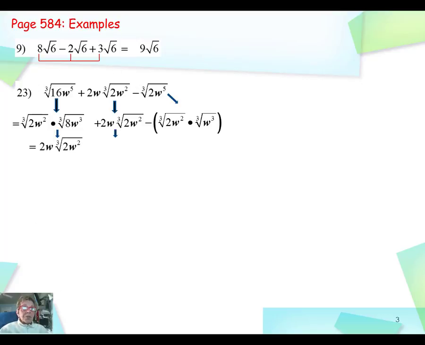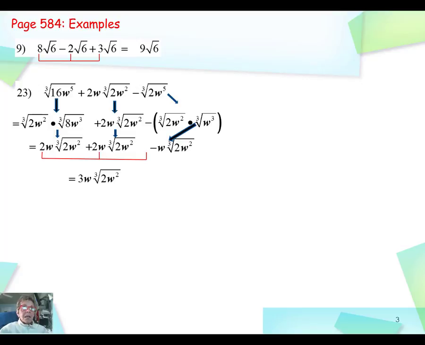So in the first term I have 2w, the cubed root of 8w cubed came out as 2w, and my radical piece is the cubed root of 2w squared. In the second one, I leave it exactly as it is because my radicand is the cubed root of 2w squared. On the last one, and remember I'm subtracting that piece, the cubed root of w cubed comes out as w, and my radical piece is the same. Now I can combine my like terms, and that gives me 3w times the cubed root of 2w squared.